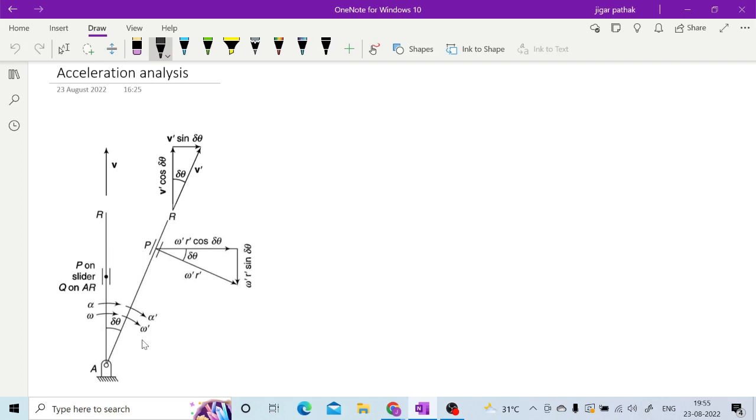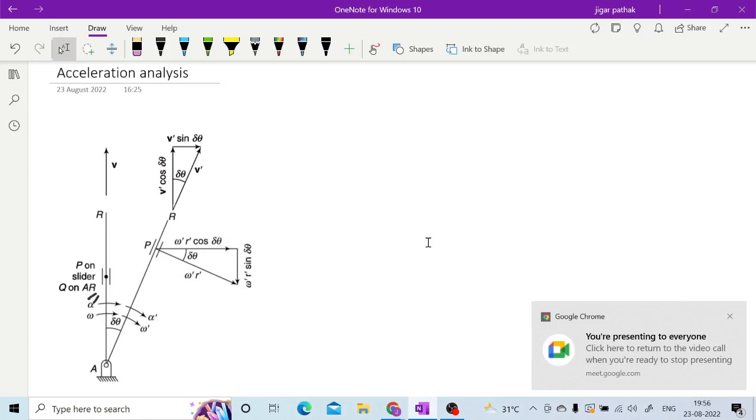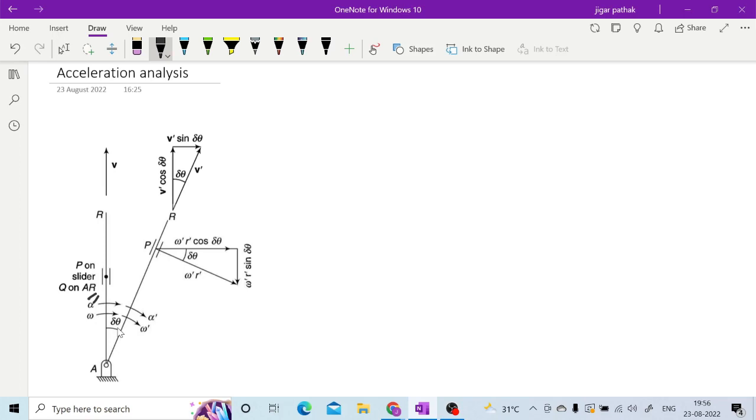For that, you have to assume that at a particular instant your slider is on this link OAR, as mentioned. So you assume that P is on the slider and Q is on AR. Now after an instant delta t, your link is rotated by delta theta, as you can see in this figure, R to R dash, it has moved. Now if you calculate the acceleration along AR, then you must have an idea about the velocities along AR at a particular instant in which it is vertical, and at the instant when it has moved by delta theta.